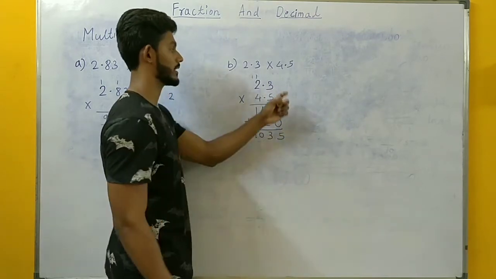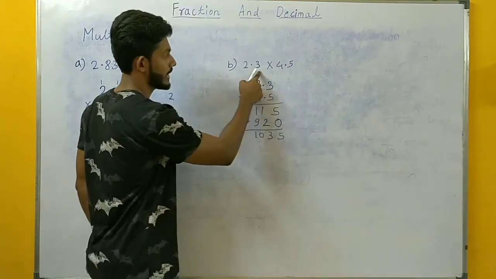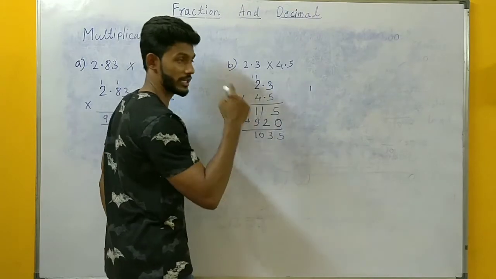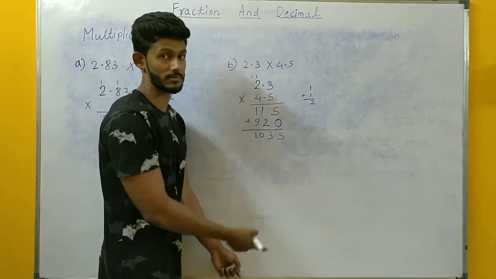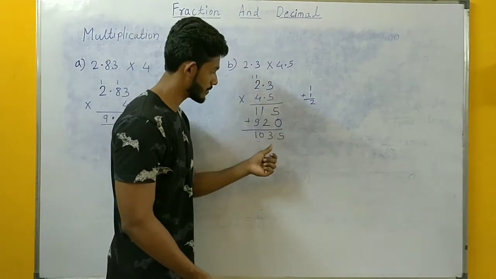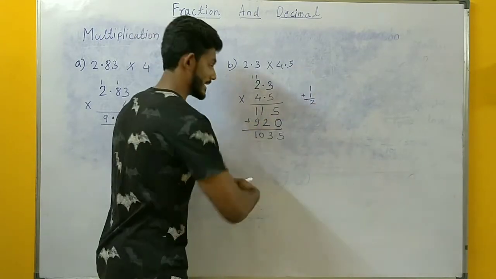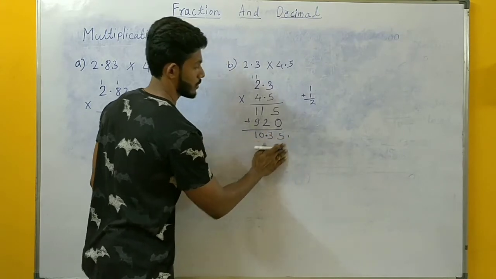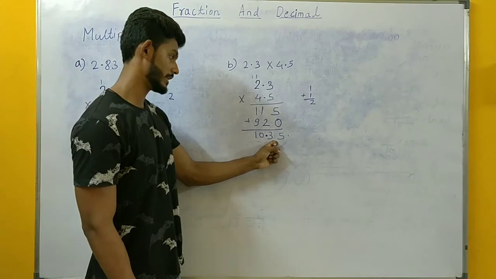Now it's time to put the decimal point. As you can see here, in this number we have 1 digit after the decimal point, and in this number also we have 1 digit after the decimal point. So altogether there are 2 digits after the decimal points in both these numbers. So we are going to place a decimal point in this product after 2 digits from the right hand side. So 1, 2 over here. So my final answer will be 10.35.